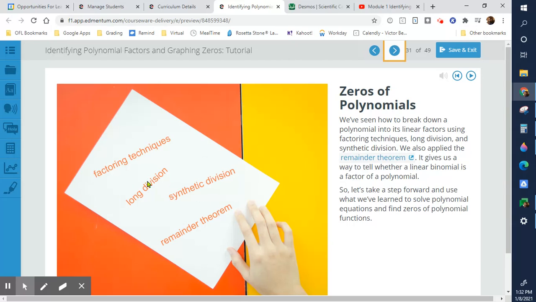Long division, I feel, is good as well, but it involves a lot of writing for the same result that synthetic division would have. The remainder theorem works, but my personal favorites are factoring techniques and synthetic division. So let's get into this.